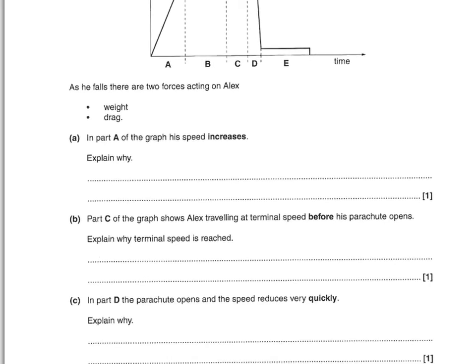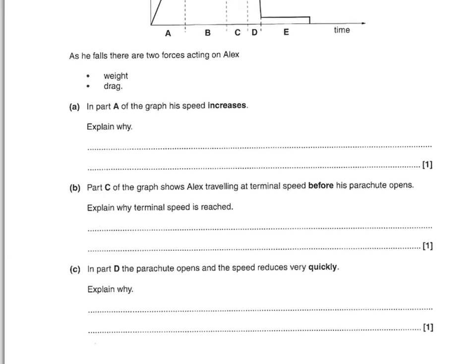Part C of the graph shows Alex travelling at terminal speed before his parachute opens. Explain why terminal speed is reached, and that is due to the fact that drag equals weight. So that's all you had to put for that. Or you could say the upward and downward forces are balanced. You could also say that there's no resultant force if you wanted to.